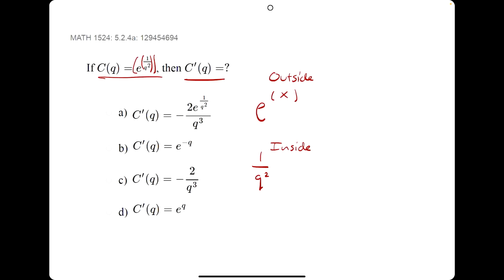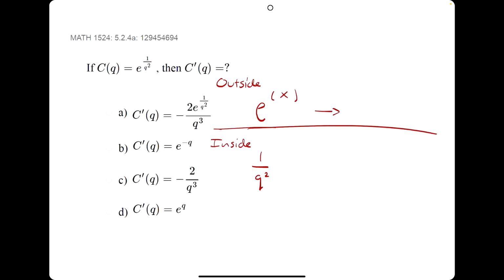So what we need to do is find the derivative of both of these functions. Starting with the outside layer, e to the x has a derivative of e to the x. But we actually didn't have x in the exponent. We originally had 1 over q squared. And so again, when we take the derivative of the outside function, we leave the inside function the same. We leave it alone. So now, let's take the derivative of the inside function.